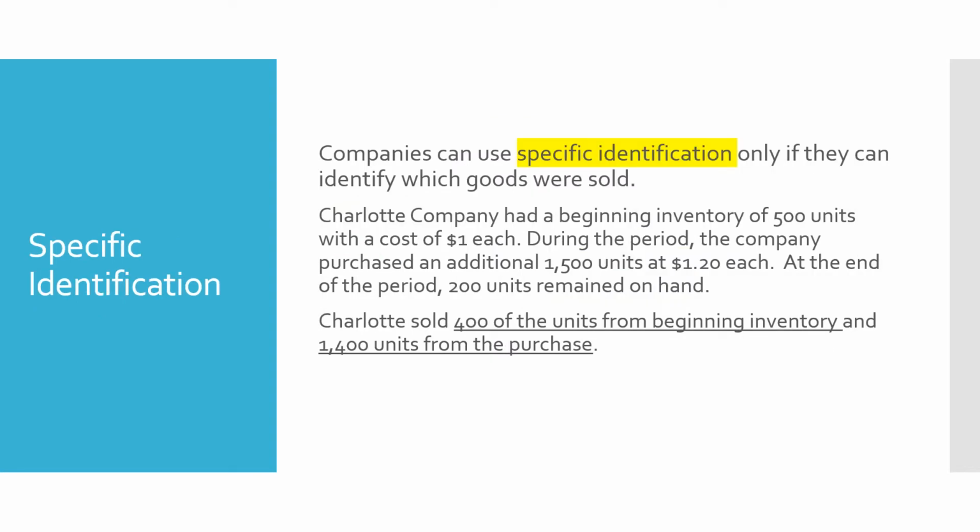Bear in mind that companies can only use specific identification if they can identify exactly which goods were sold. So if Charlotte Company has a beginning inventory of 500 units and then they purchase an additional 1,500 units, we need to know which of those units were sold. So we have an additional piece of information here. Charlotte sold 400 of the units from beginning inventory and 1,400 units from the purchase.